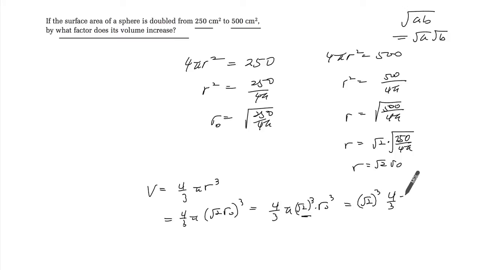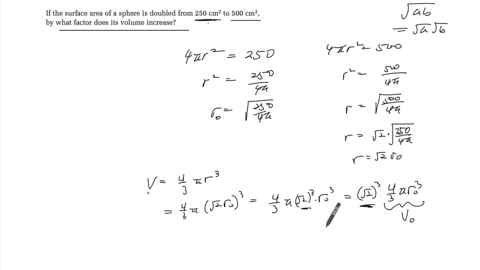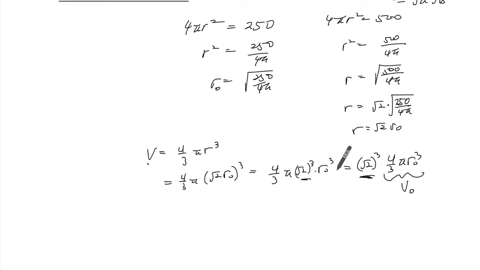okay, and you get this here, and this is the volume with the radius that's generated by surface area of 250. So the new volume is this many times bigger than the old volume, call it V0. So what is that? Okay, so with that we can punch in the calculator. So we get 2.828 times bigger than the older volume.